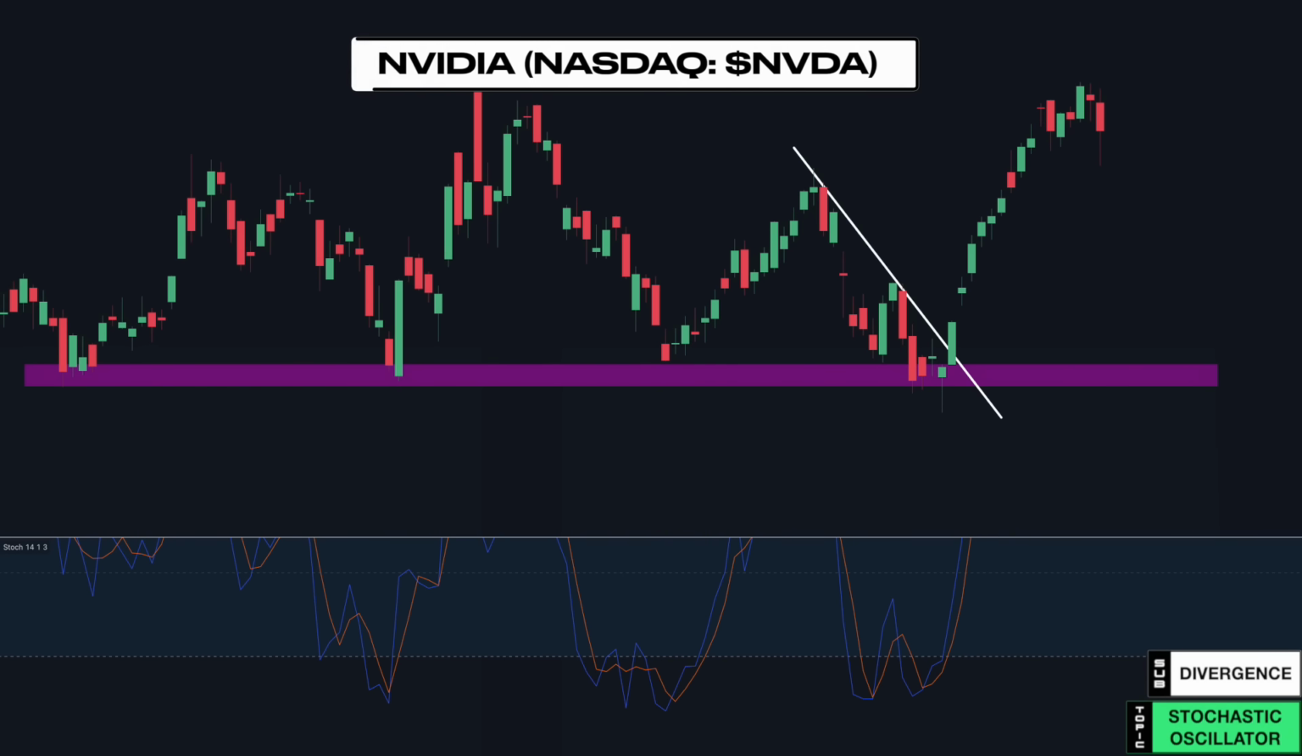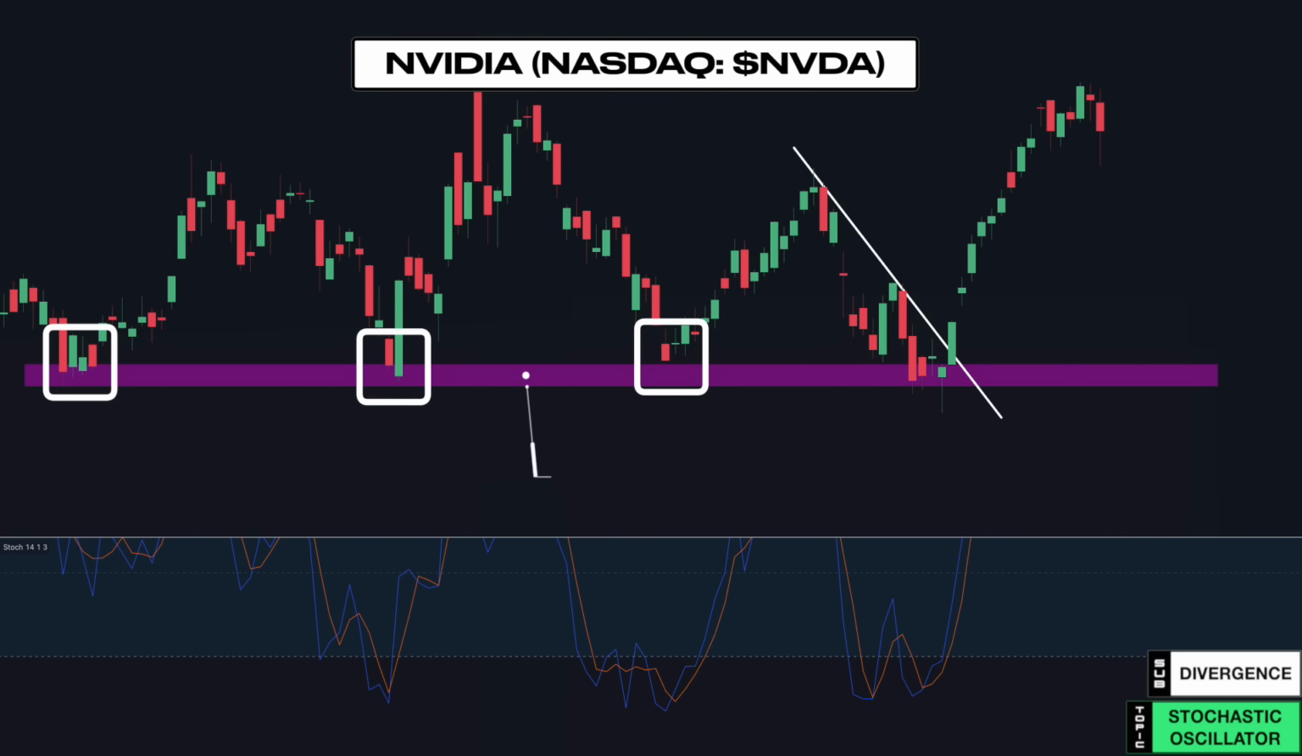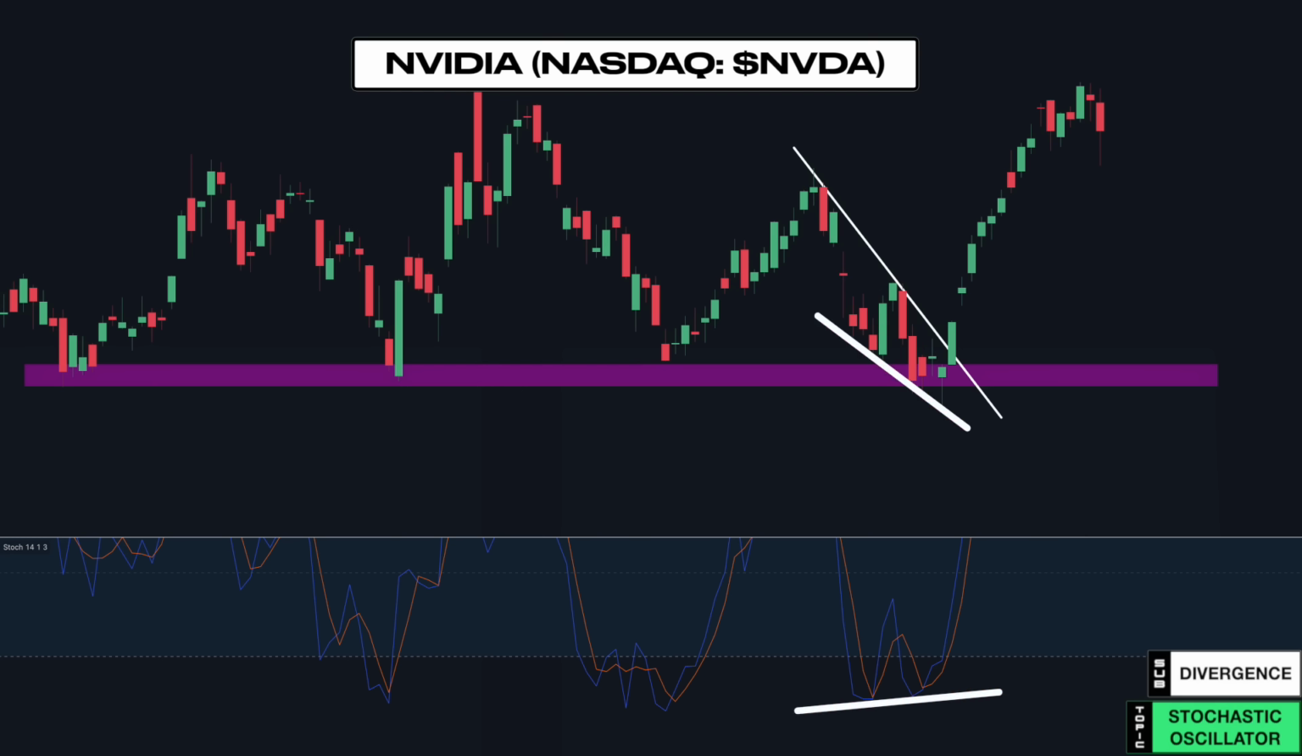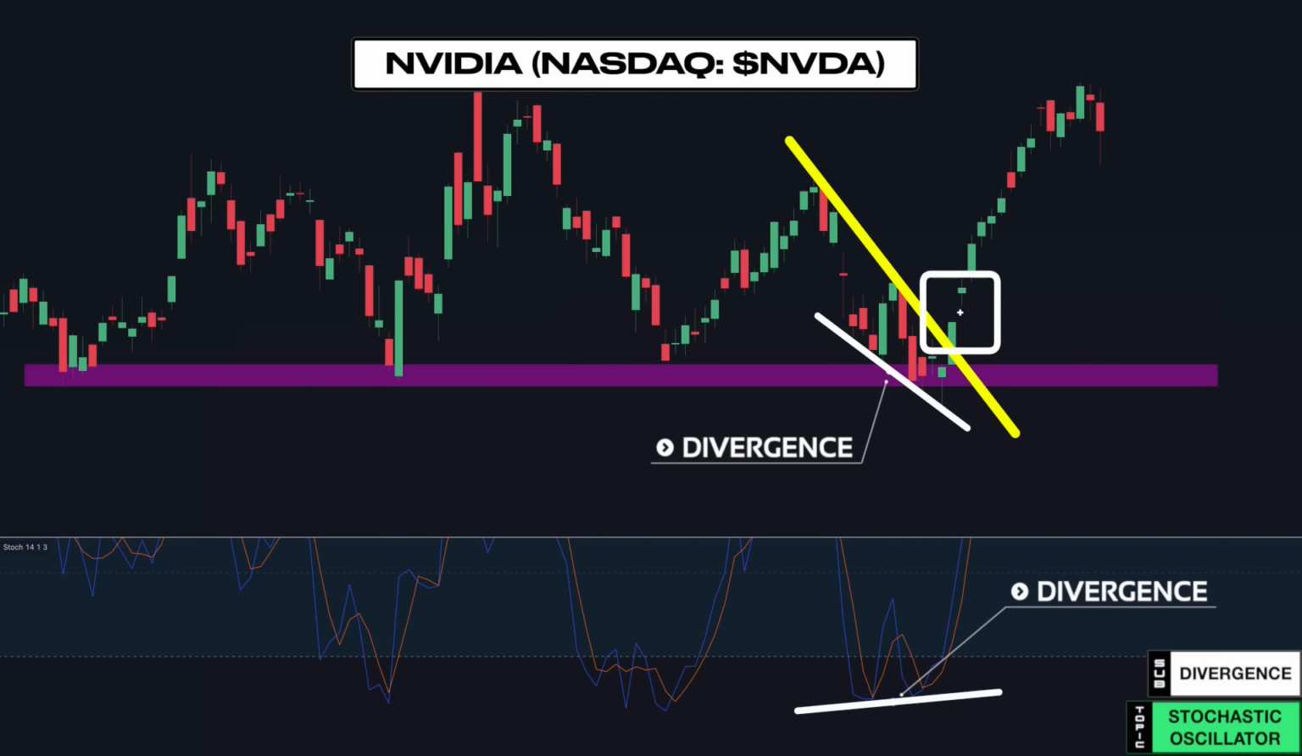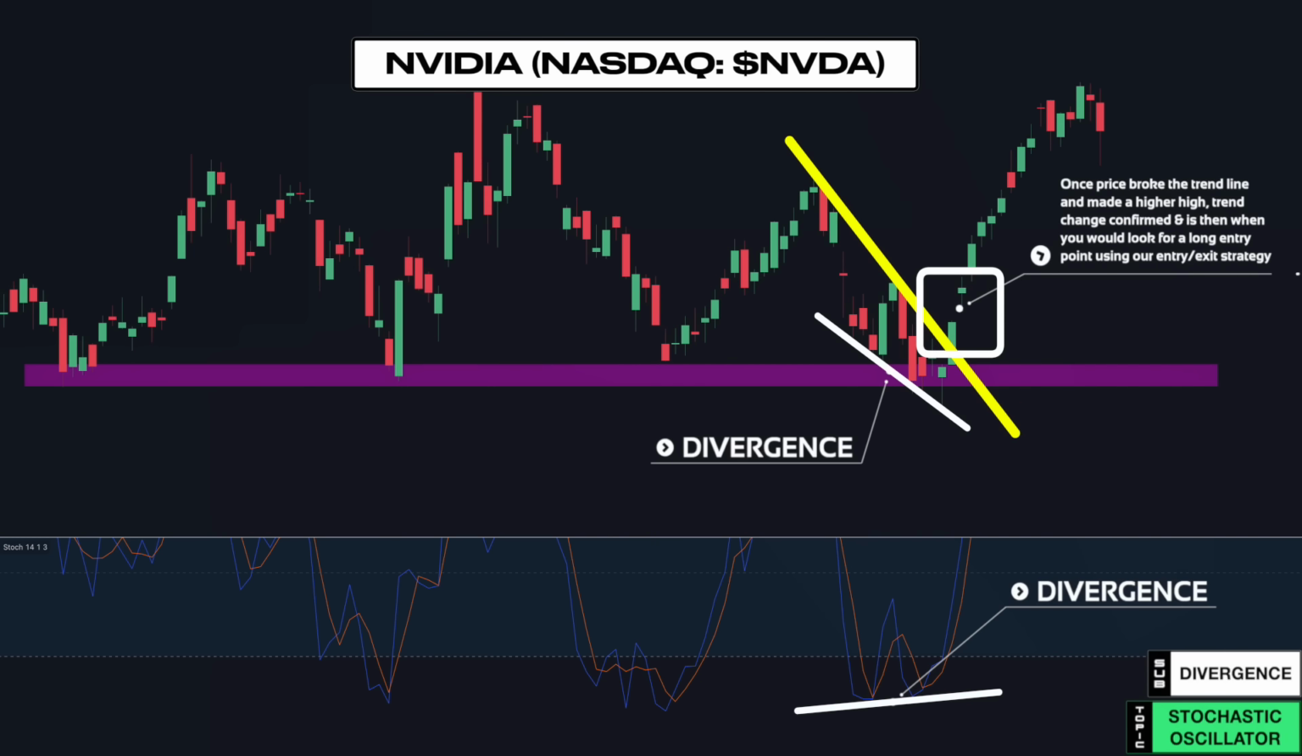This is the Nvidia stock. These reversal points give you a key support level. As price comes back down, it makes a lower low, whereas the stochastic makes a higher low, giving you a divergence. Trend line placed above, and once price broke the trend line and made a higher high, trend change confirmed, and is then when you would look for a long entry point using our entry strategy.